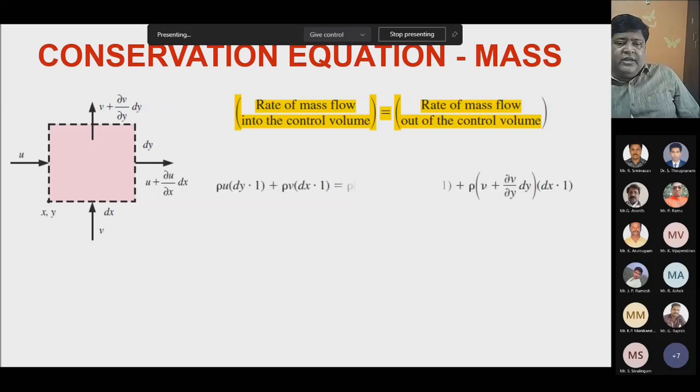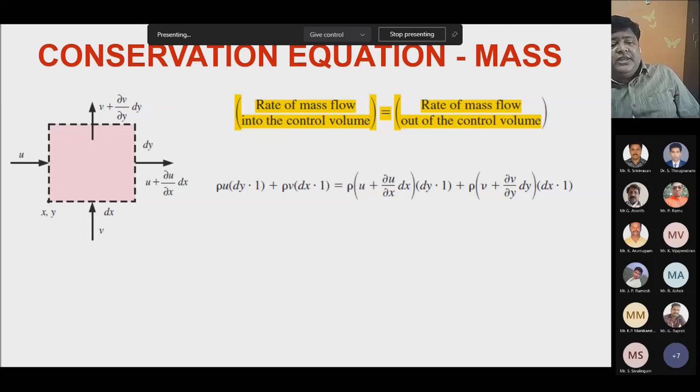Next, we know that the mass flow rate is rho AV, and the volume flow rate is AV. We have studied this in fluid mechanics. On the left face, the velocity is u, rho is the density, and A is the area. dy is the differential thickness of the control volume in the y direction, and 1 is the depth of the control volume across the screen. So the area is dy into 1.